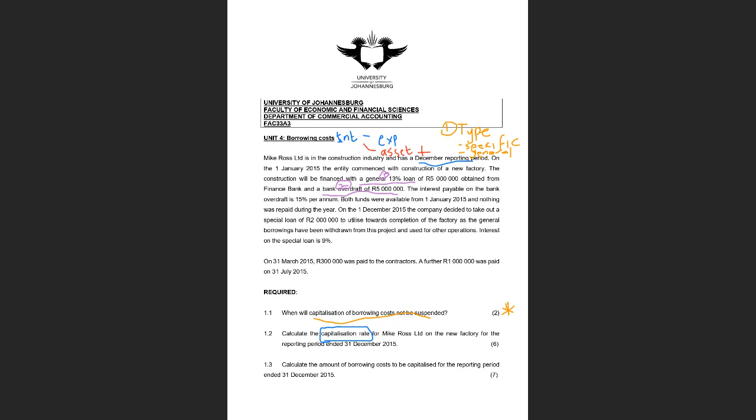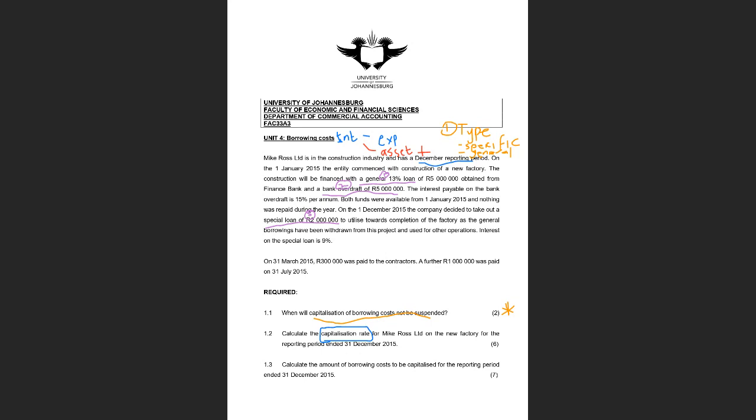And then what is the third loan in this question? Okay, the special loan or the specific loan of 2 million rand. So the special loan here of 2 million rand. Good. Okay, so that is number 3. So in this question, we have 3 loans.